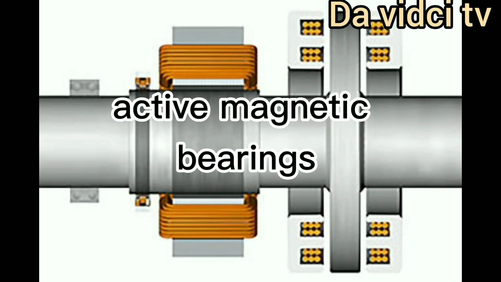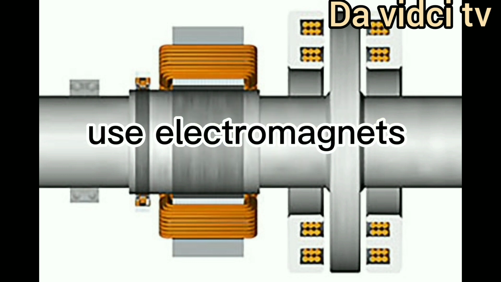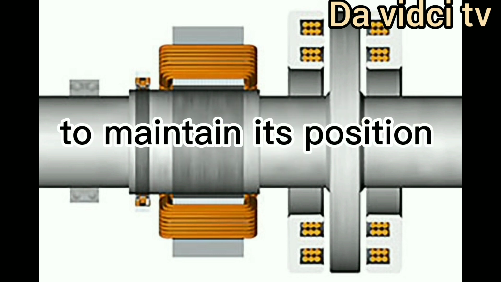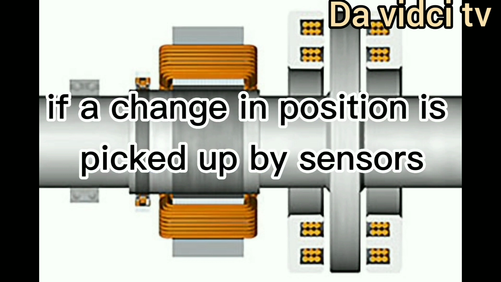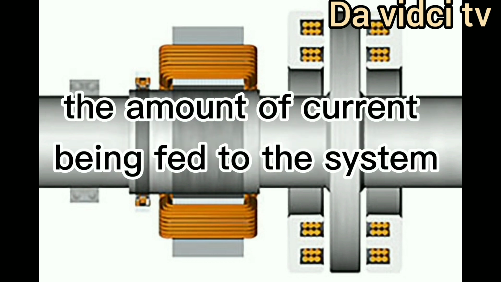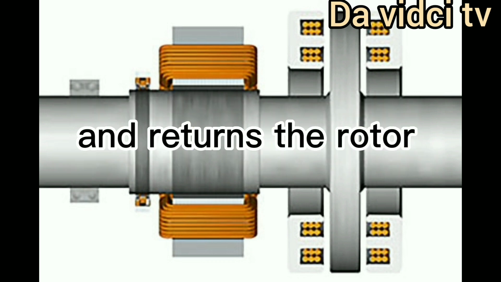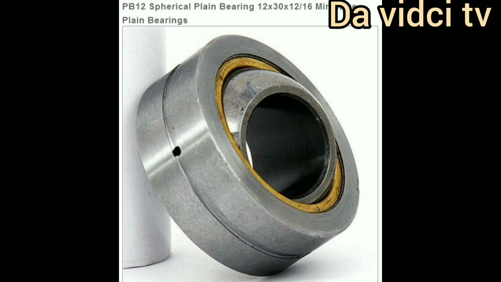Active magnetic bearings. Active magnetic bearings use electromagnets around the shaft to maintain its position. If a change in position is picked up by sensors, the system adjusts the amount of current being fed to the system and returns the rotor to its original position.